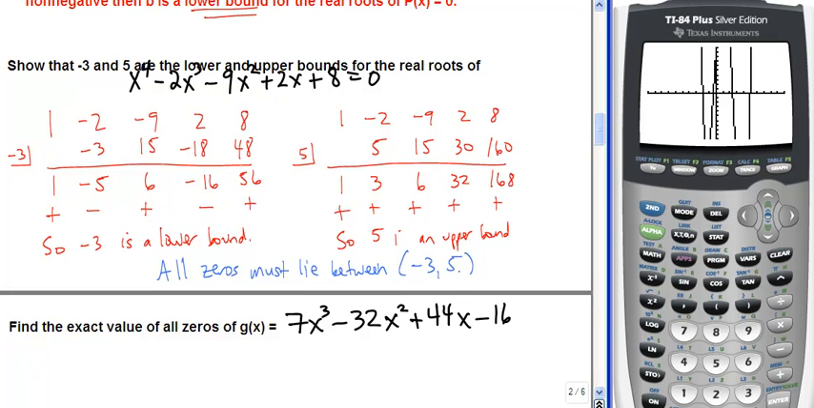So I know those two aren't actually roots. So all the zeros must be somewhere in between. So that's why I used parentheses. So this boundedness theorem just gives you a way of sort of narrowing down the range for where your zeros have to lie.